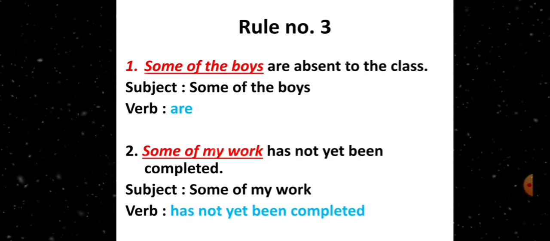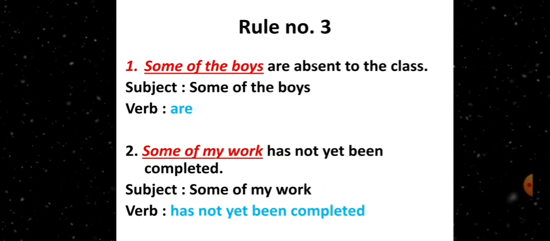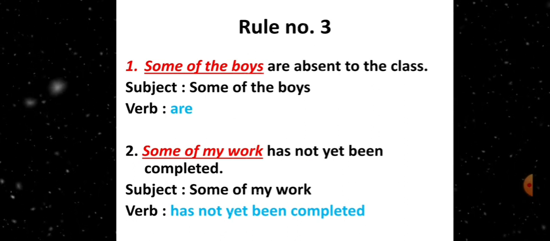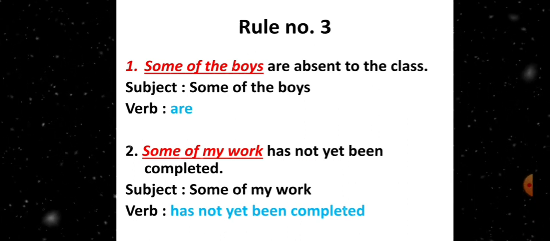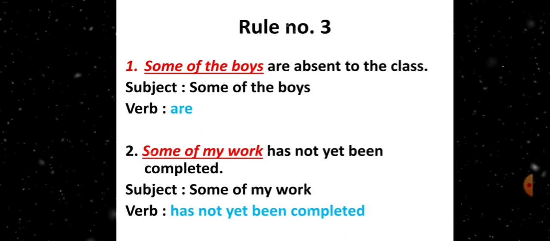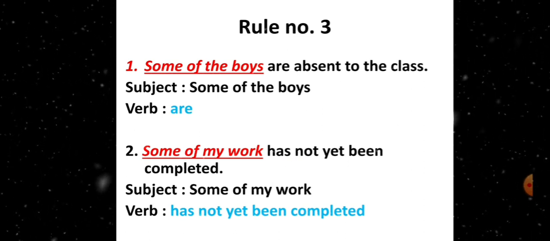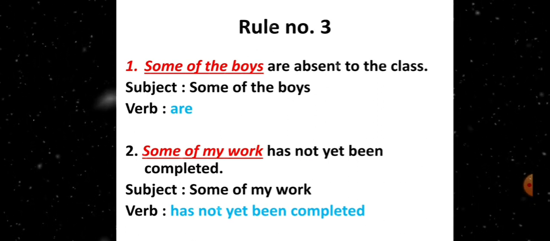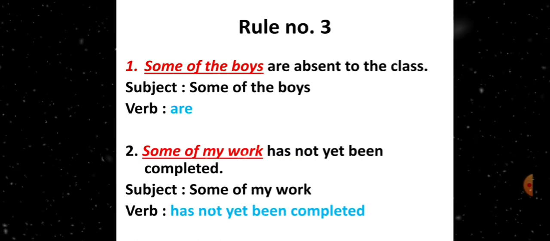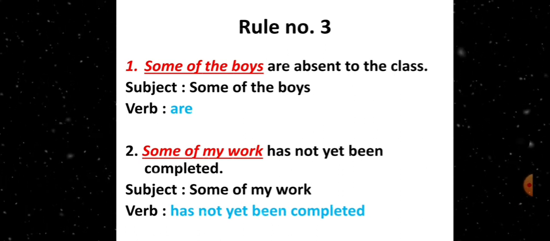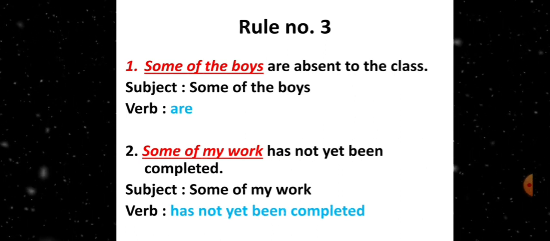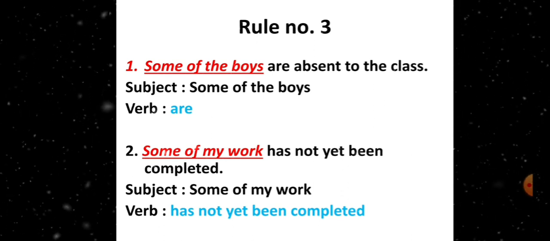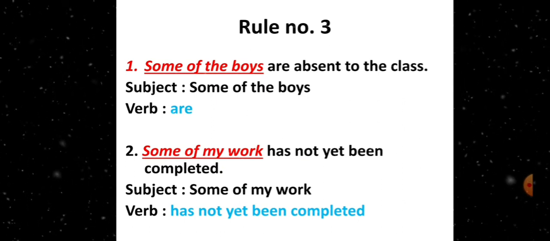And look at the other statement, some of my work. Some is followed by work. Work is singular. So some should also be considered as singular. So now some of the boys are absent to the class is absolutely fine because some of the boys is considered as plural here. And in this sentence, some of my work has, we consider this particular chunk as singular, so it should be followed by a singular verb, and the verb that is following some of my work is has. That means there is perfect proper agreement, the statement is perfect.